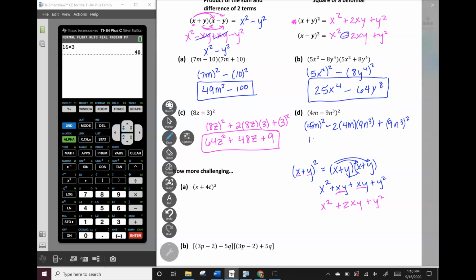We've got 16m squared. Multiplying gives us 8 times 9 is 72 mn cubed plus 81 n to the 6th.